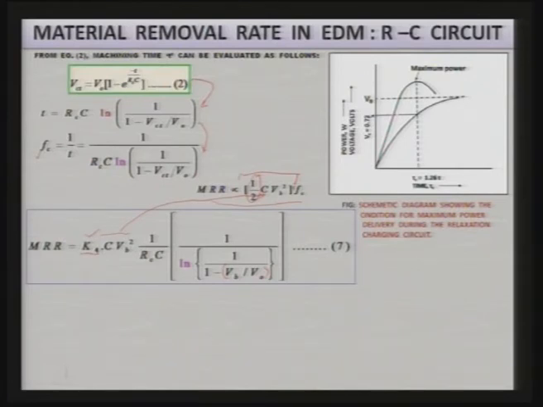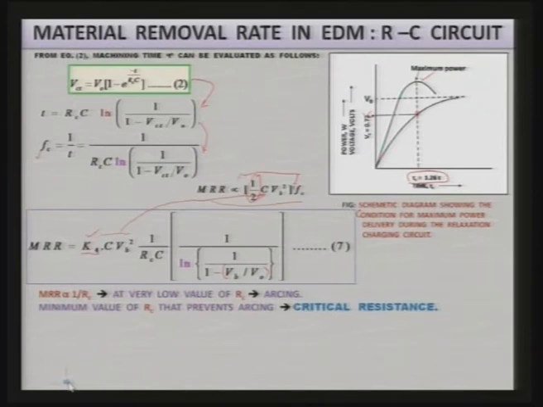will be different. Now, here you see the schematic diagram showing the condition for maximum power delivery during the relaxation charging circuit. As we saw in the earlier relationship, the maximum power delivery is going to be at x equal to 1.26, that is over here, and this is occurring at 0.72 of the supply voltage. So, you can see that relationship shown over here, and this is the maximum power delivery.